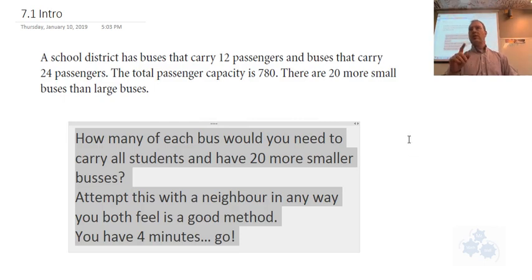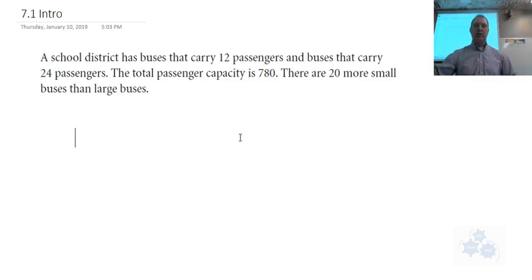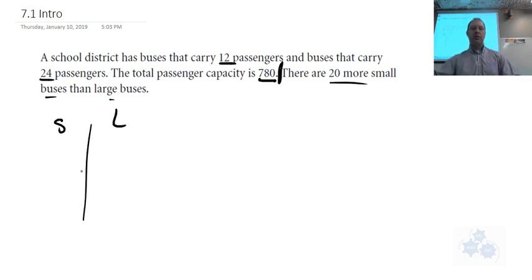So the important part is there's two major parts to this question. The two major parts are these. We have to have 780 students, and they have to come in these buses that carry 12 and 24 passengers. But the second part, there's got to be 20 more smaller buses than larger ones. So if we talk about small buses and large buses, what are the possible combinations? Let's just run a few.